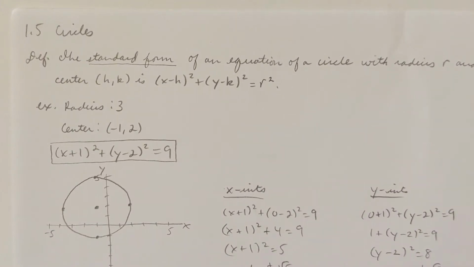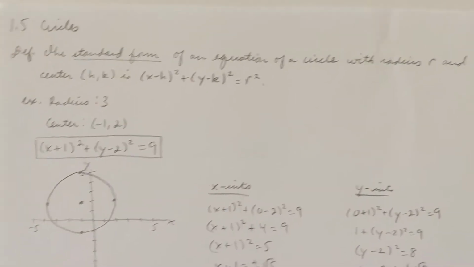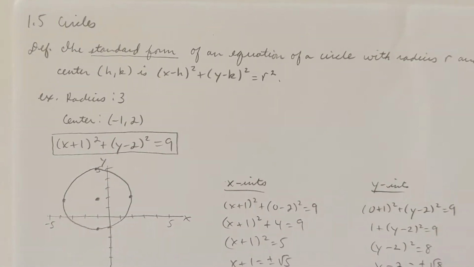Okay, 1.5 is called circles. The standard form of an equation of a circle with radius r and center (h, k) is (x − h)² + (y − k)² = r², the radius squared.